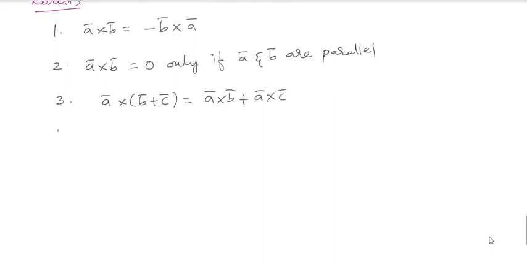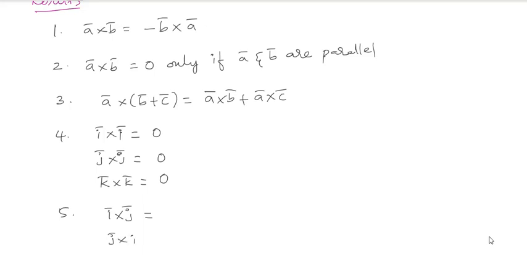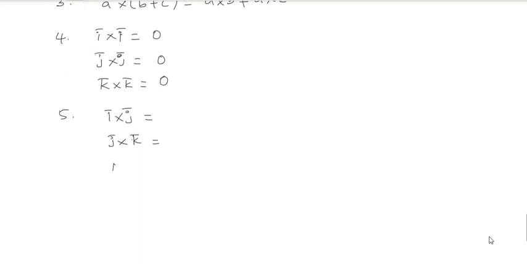Then similarly, what is I bar cross J bar? First let me take I bar cross I bar, J bar cross J bar, then K bar cross K bar. So you know directly these values will be 0, 0, 0. Then similarly I bar cross J bar, then J bar cross K bar, then K bar cross I bar.